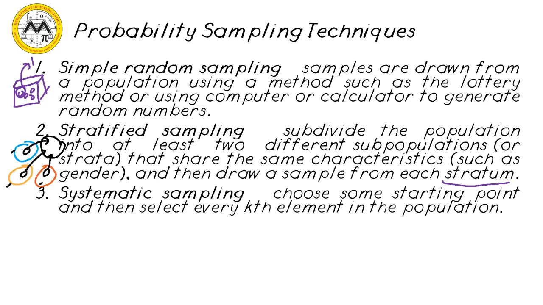Systematic sampling: choose some starting point and then select every kth element in the population. So you have 1, 2, you arrange them and then you observe a pattern. So say for example, what you're going to do is divide them into 3 elements each.